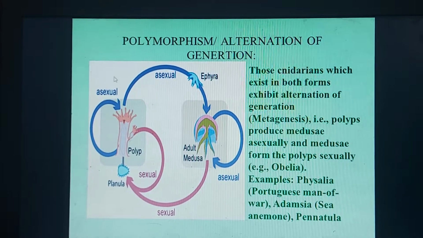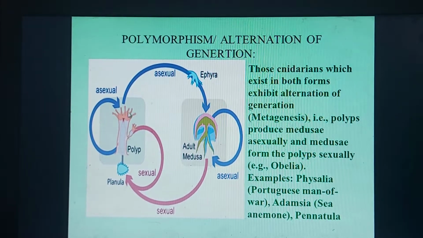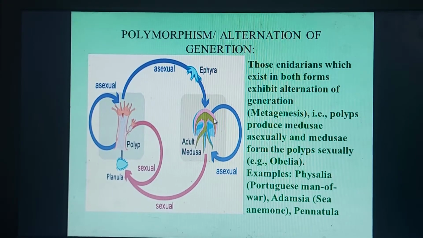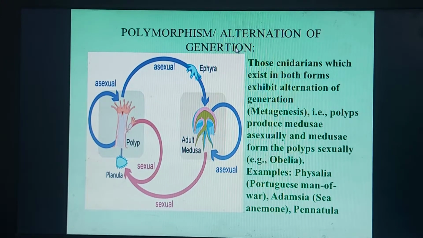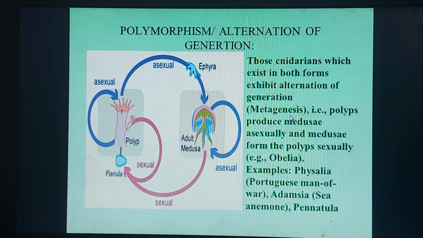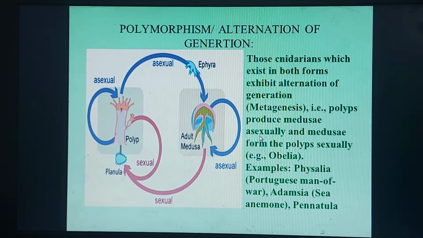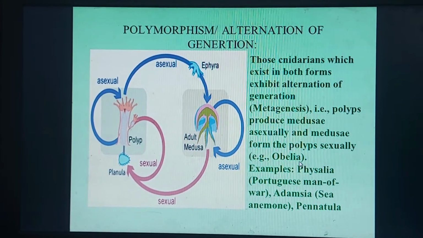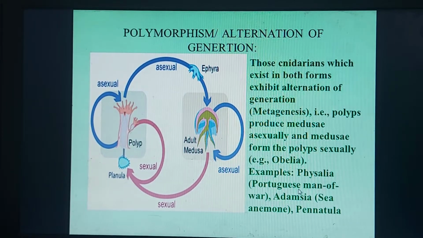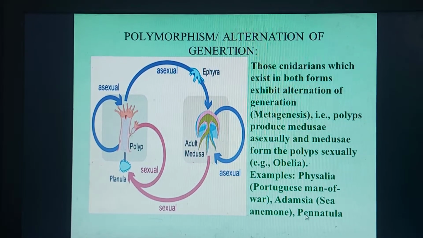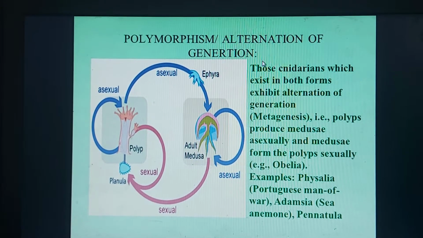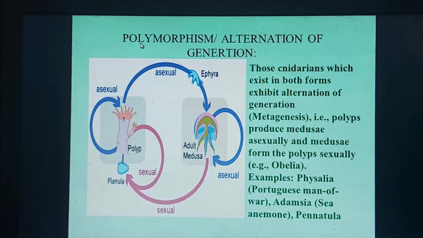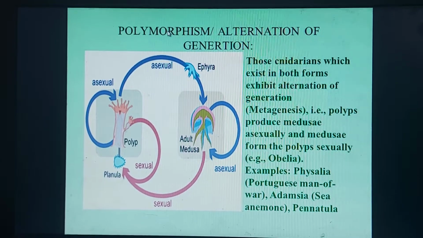So this phenomenon where the organism is exhibiting two alternate stages, one is changing to another and then another is changing to the first one again, the cyclic movement going on there, is called the alternation of generation or metagenesis. Because normally the polyps reproduce asexually and the medusa reproduce sexually. Here we have examples of Obelia, Physalia (Portuguese man of war), Adamsia (sea anemone), Pennatula. These are a few of the organisms which exhibit this alternation of generation, and we also call it polymorphism. As I told you, poly means many, morphism means different morphological characters.